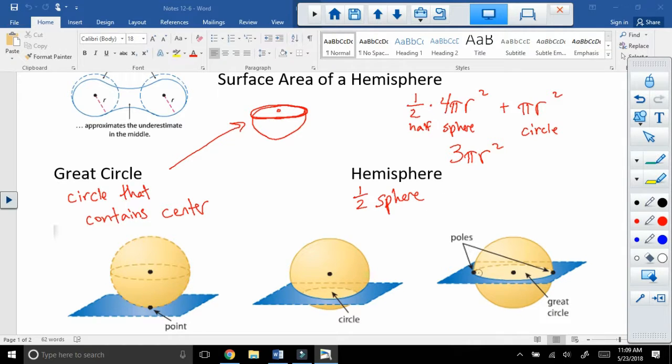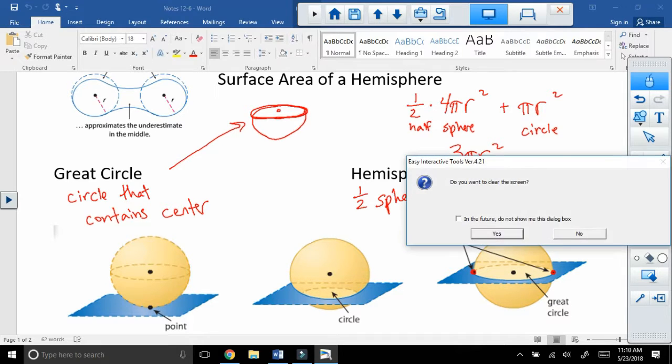Okay, one other piece of information you need to know, these 2 points are called poles when they're on the great circle, and they go through the diameter. They're directly opposite from each other, just like the north and south pole are directly opposite from each other on the earth.